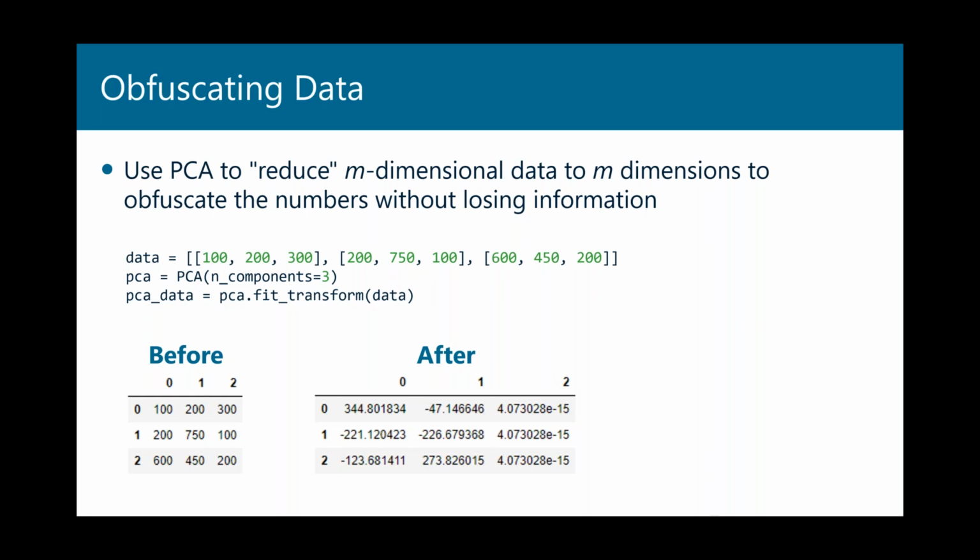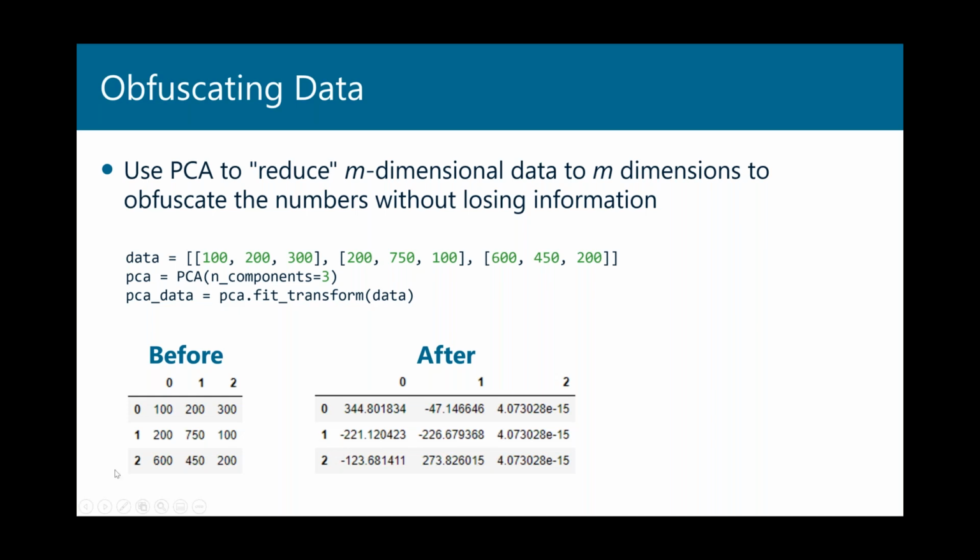The beauty of this is because you're not actually removing any dimensions from the data, you're not removing any information either. In fact, if after reducing a 100-dimensional data set to 100 dimensions, you sum up the values in the explained variance ratio attribute, the sum will be 1.0, telling you no information was lost.